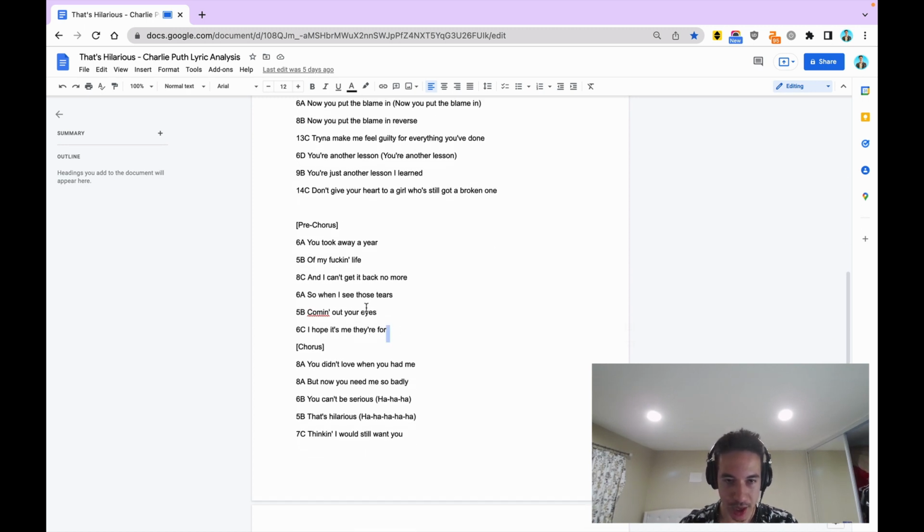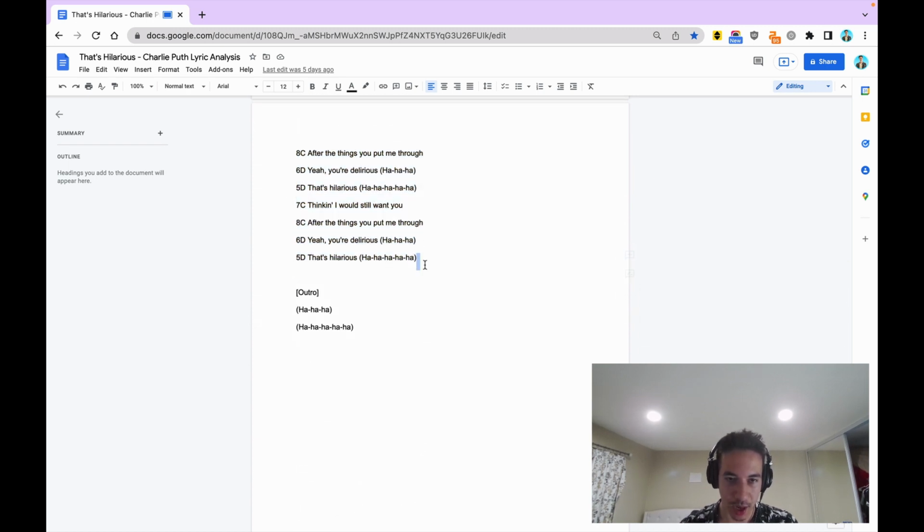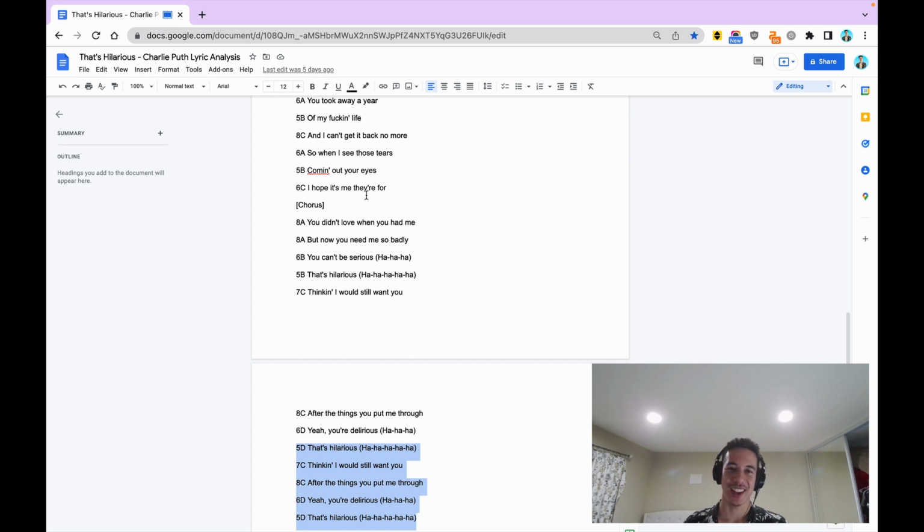And then the exact same pre-chorus and pretty much the exact same chorus, except he repeats it this time. In pop, it's very common that you repeat the chorus. You could add instruments, you could change a couple words here and there, but you repeat the chorus because you want to make it catchy.